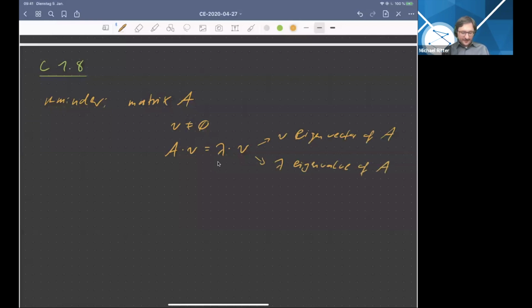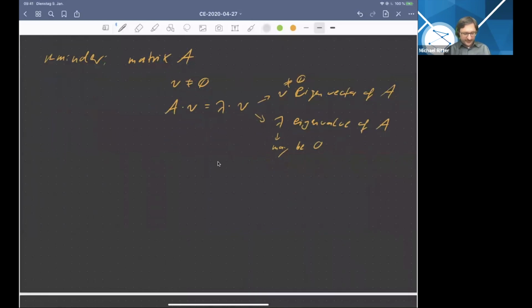Okay, and keep in mind, V must never be 0, because if we allow 0, then this equation is true for every lambda that you want. So that's a pretty boring case. We don't want that. On the other hand, a lambda may be 0. So an eigenvalue of 0 is completely okay. Okay, so that's the definition of eigenvalues and eigenvectors. Now what we do in this first exercise problem is we check which of the vectors that we are given are eigenvectors and which are not.